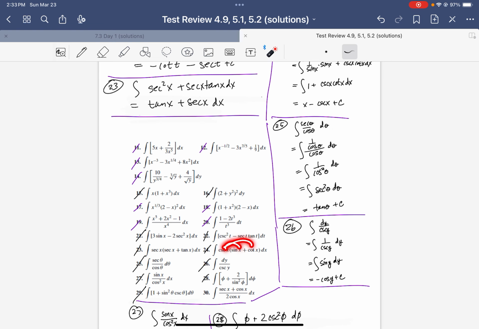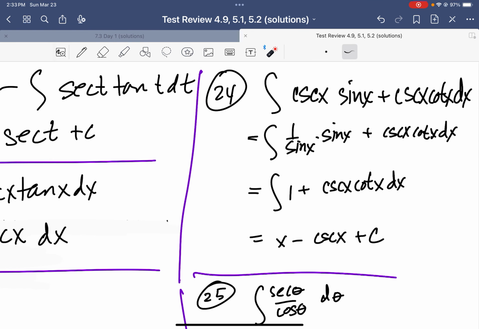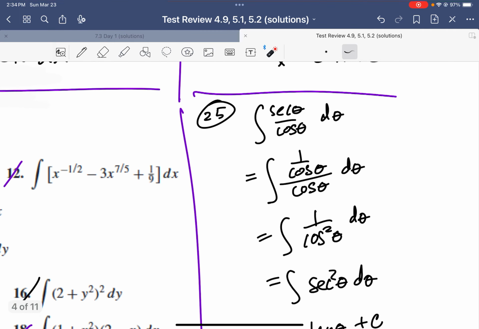24. Again, same sort of deal. Distribute these out and we get this. Then cosecant is 1 over sine. So this becomes 1. And the last one is cosecant cotangent. So the antiderivative of 1 is x. The antiderivative of cosecant cotangent is negative cosecant x. Don't forget your plus c.